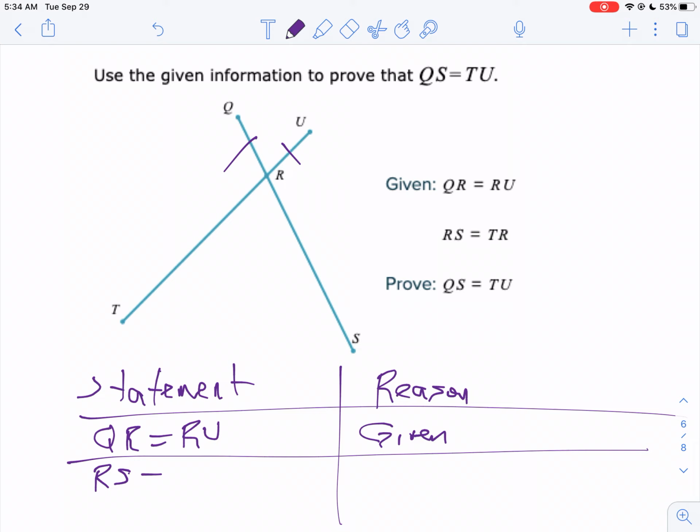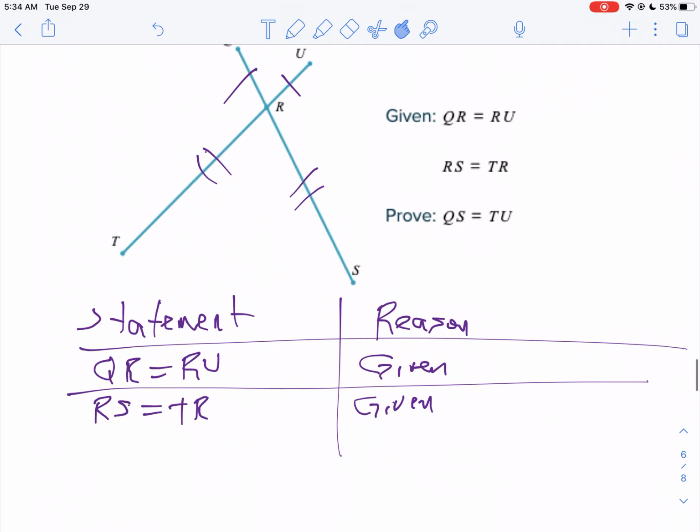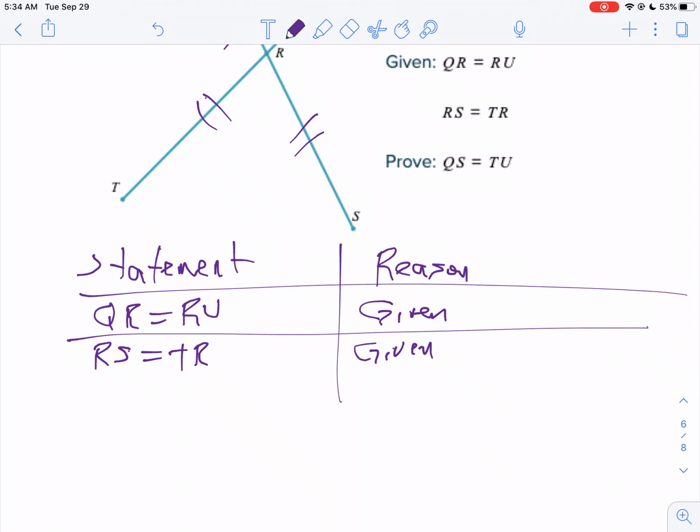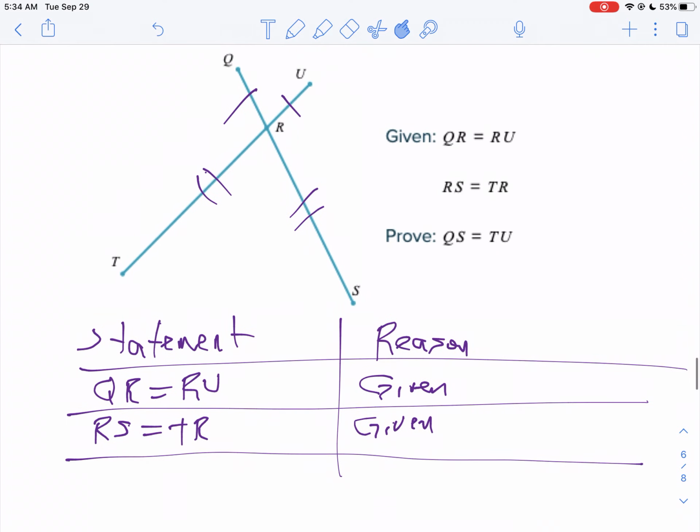RS equals TR, given. So R to S is the same as T to R. Now, it is kind of tough. What do you do here? Well, here's what I'm going to do. I am going to add the same thing to both sides.